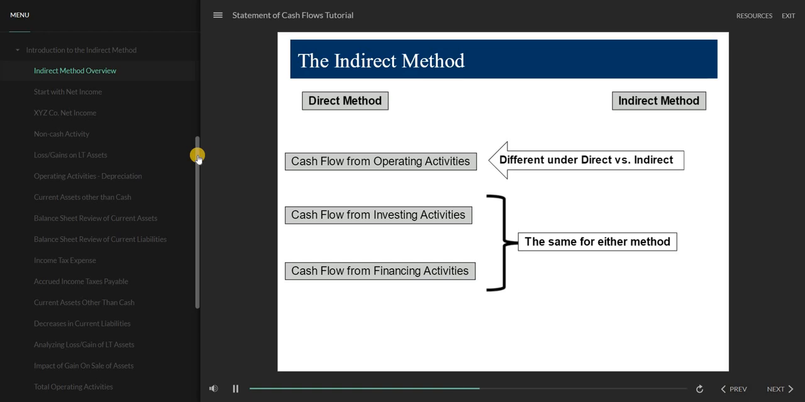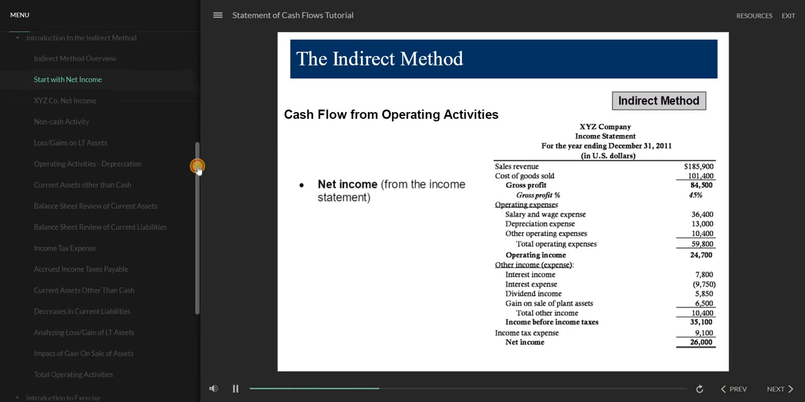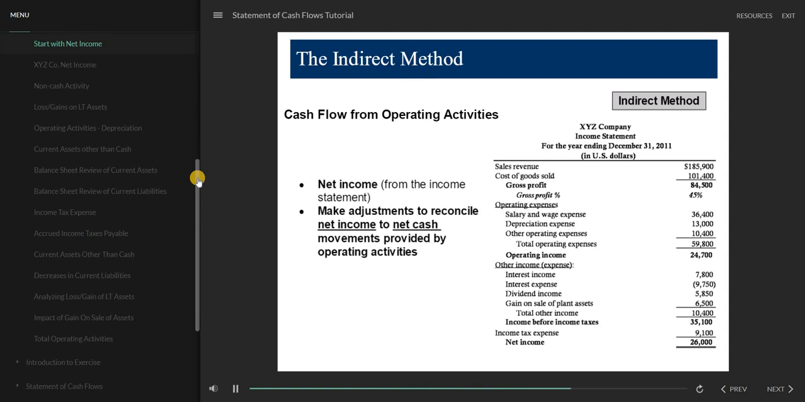Up to now, we haven't discussed the preparation of cash flow from investing or financing activities, which is the same using either method. The goal of preparing the statement of cash flows remains the same under the indirect method in that we strive to answer the question, how has our cash position changed? Using the indirect method, we start by taking our net income from the income statement. From that figure, we will make adjustments which will reconcile net income to net cash movements provided by operating activities.